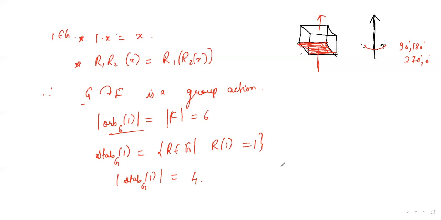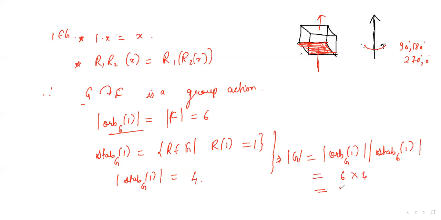Now this is a simple application of the orbit stabilizer theorem. By the orbit stabilizer theorem, we have the order of G is equal to the order of the orbit of 1 in G times the order of the stabilizer of 1 in G, which is nothing but 6 times 4, which is equal to 24.